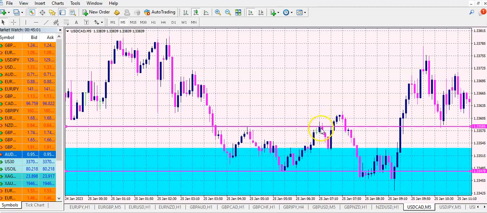Look at this move. Price got to this resistance. It was a wick, the wick of the candle that broke that particular level. We don't do wick break or shadow break. What we are looking for is a body break, just the body of the candle breaking like this.